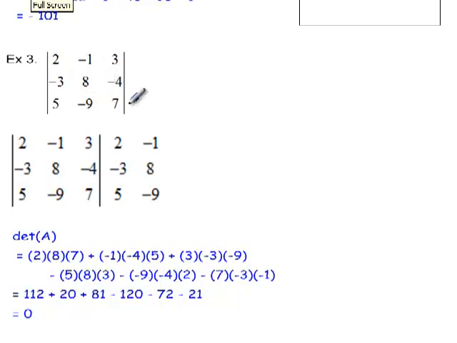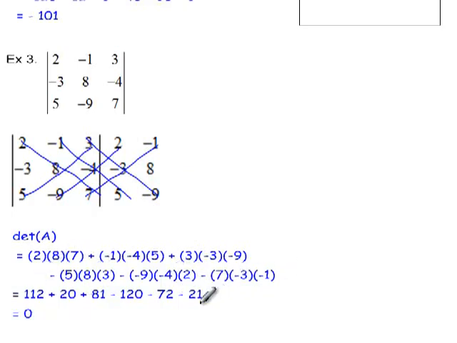Number 3, again, there was nothing special about the matrix, just to give you extra practice. So you should stop the podcast, do the problem, and then come back and check the answer. So again, stack the first 2 columns on the side. And you start multiplying 2 times 8 times 7. Negative 1 times negative 4 times 5. 3 times negative 3 times negative 9, add them up. Minus 5 times 8 times 3. Minus negative 4 times negative 9 times 2. Minus 7 times negative 3 times negative 1.